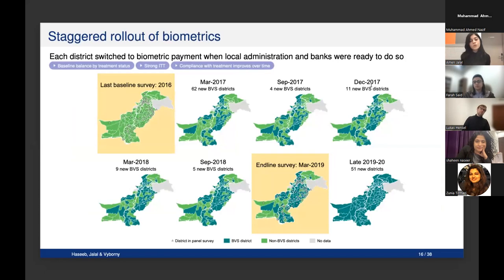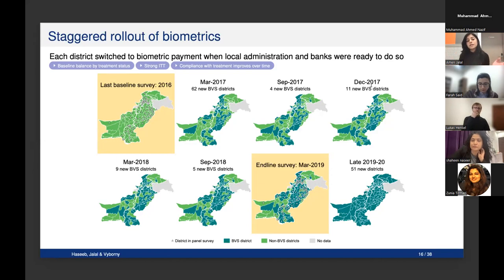Okay, so now we're able to exploit the rollout of biometrics to study this experimentally, because the rollout was done in a staggered way. So before 2016, we have three rounds of data where none of the districts had been introduced to biometrics. Then slowly districts start to be transitioned to biometrics, and the process depends on how ready the local administration and the banks are with the contracts, the POS machines, the payment agents, all of that procurement stuff. As and when it's done, districts shift to biometrics.